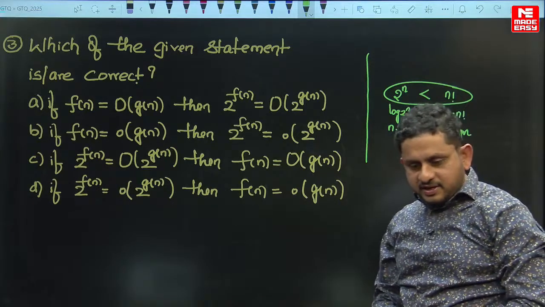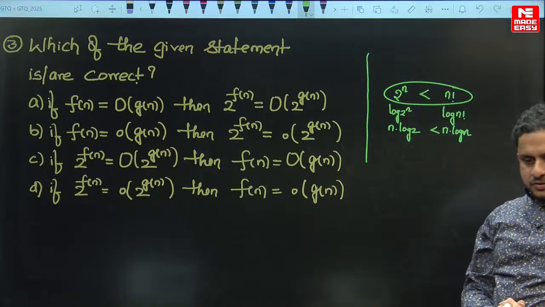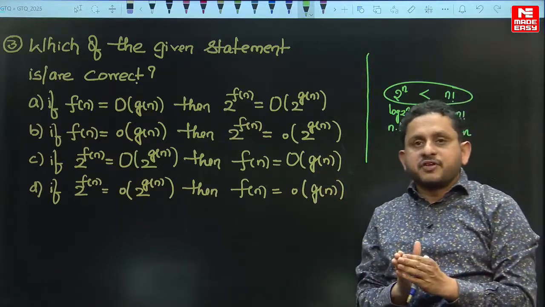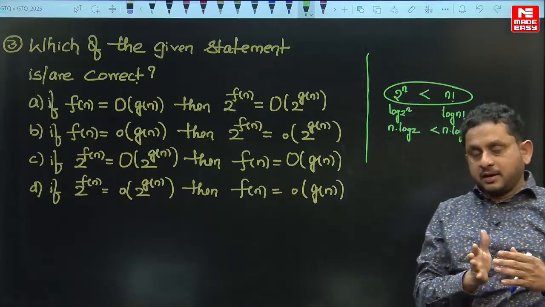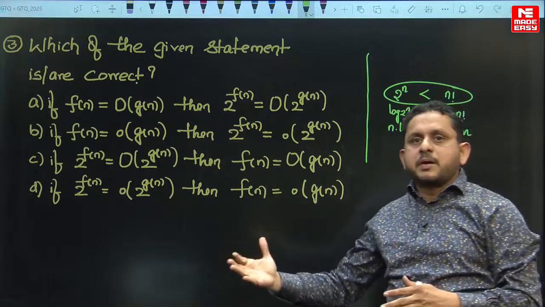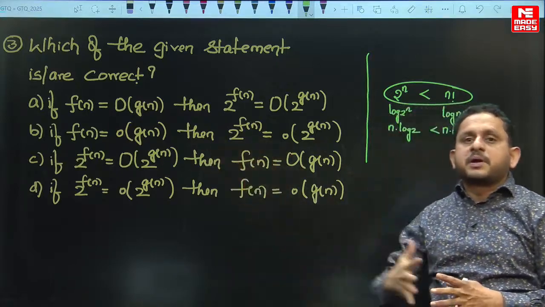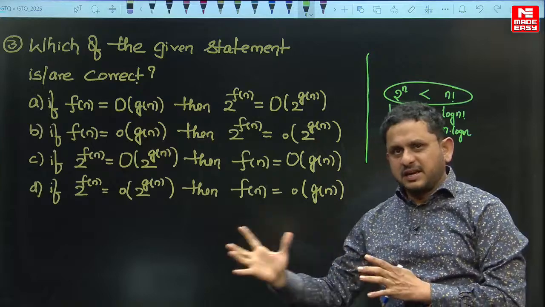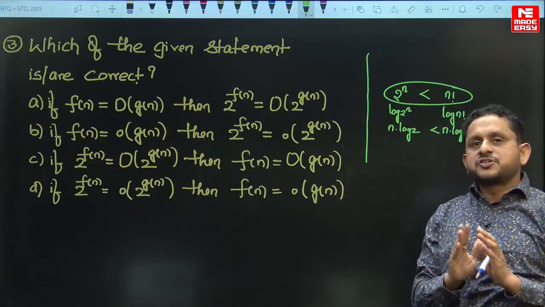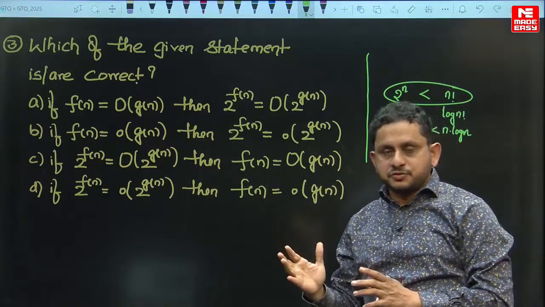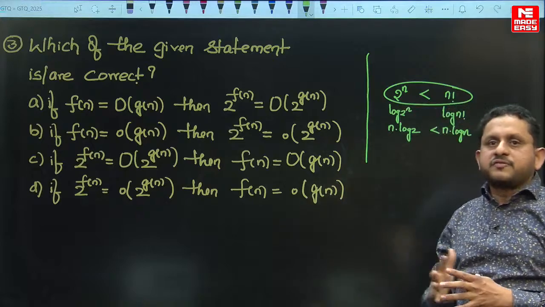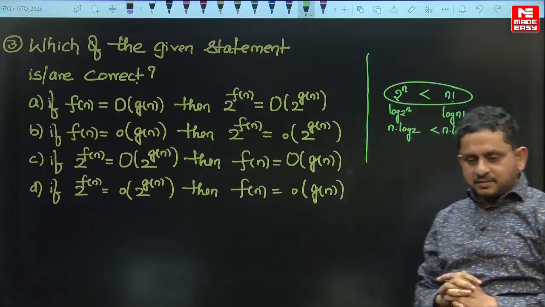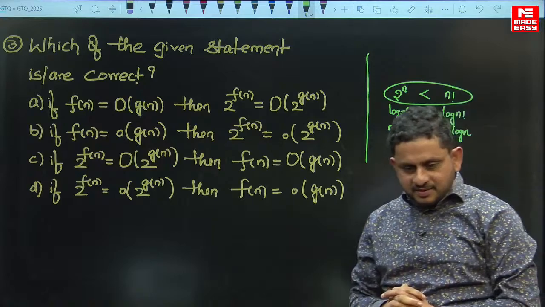How to solve in an easy way? Apply logarithm, based on the function. Sometimes we may apply the ratio of two functions, sometimes logarithm, and sometimes the limit as n tends to infinity of f of n by g of n. Depending on the function, we need to see what method should be applied so that we can conclude the asymptotic order.